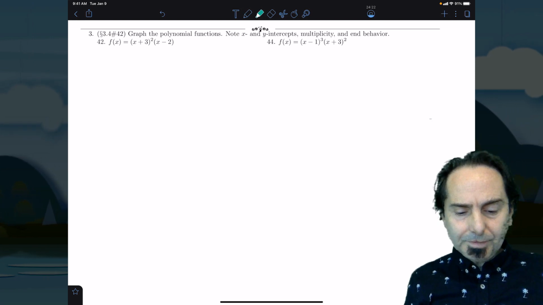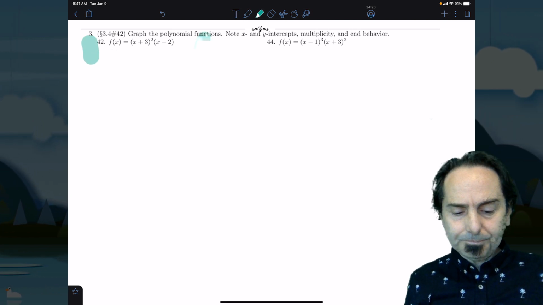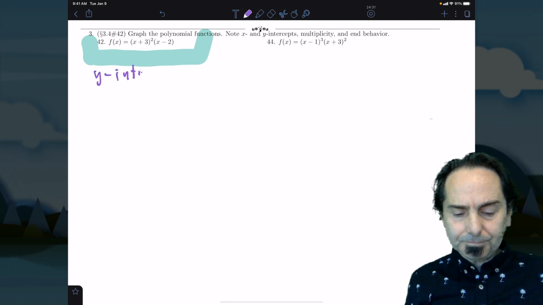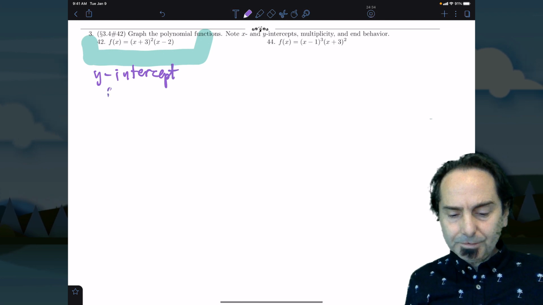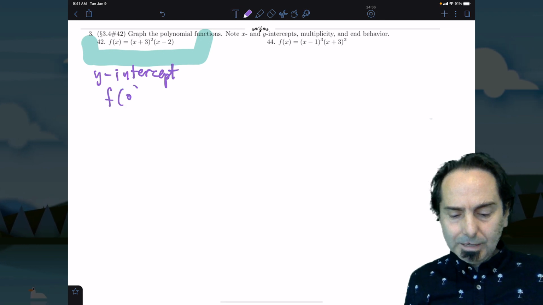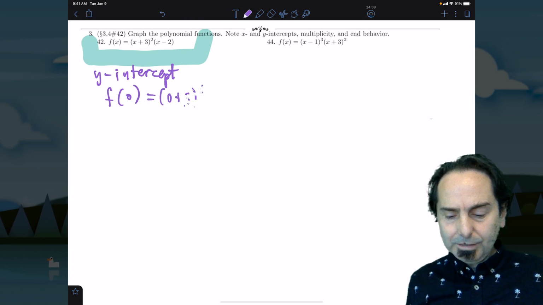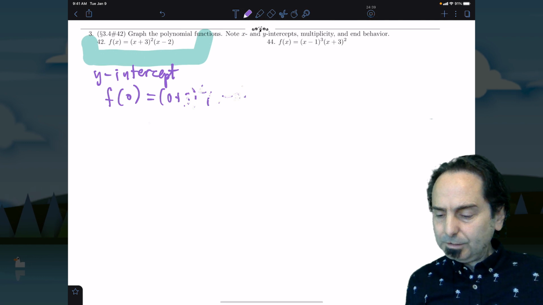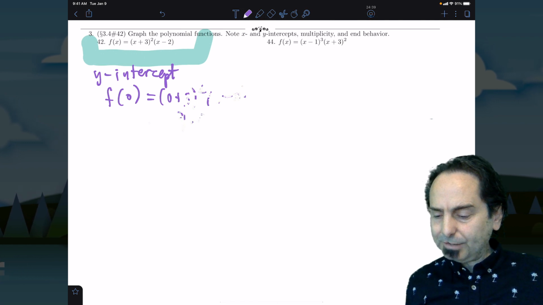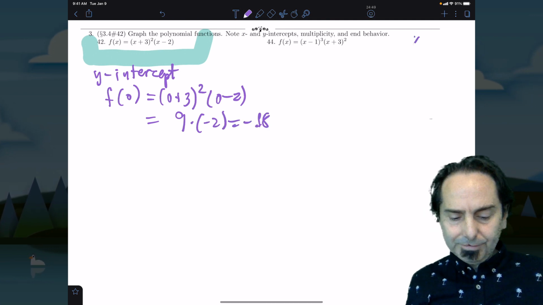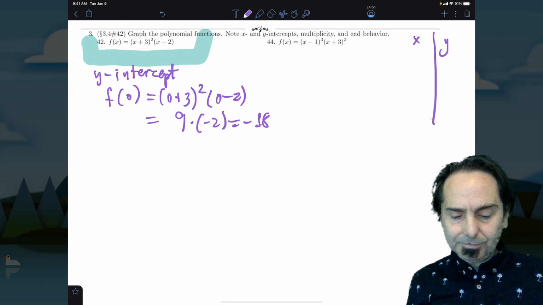With 42, what I want to start off with is the y-intercept. With the y-intercept, the input is 0. If you put in 0, you get 0 plus 3 squared times 0 minus 2. This is going to be 9 times negative 2, or negative 18. So I could make a chart over here with some x and y information. The y-intercept is negative 18. And let's now figure out the x-intercepts.